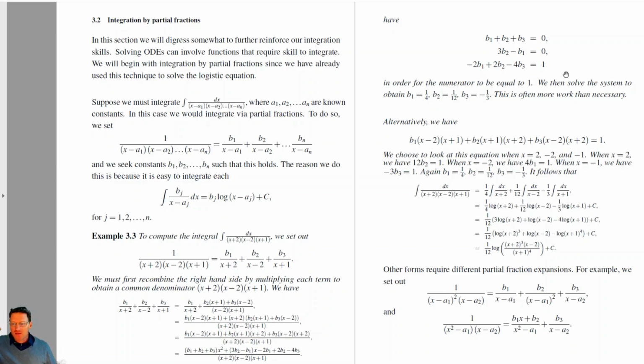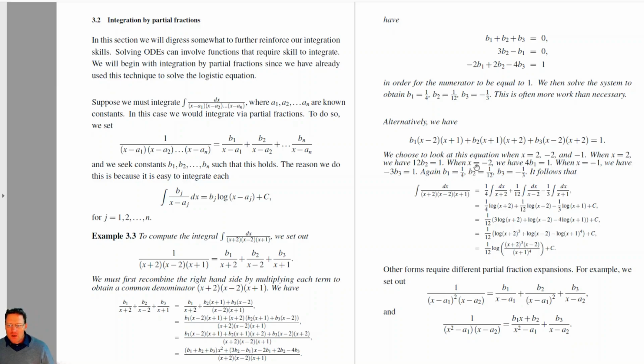But this part of it is often more work than necessary. So there's an alternative approach which is computationally a bit easier, which goes like this. So here's our numerator of this fraction back here that we want to be equal to 1. Now, if we just sub in something that makes each of these terms 0, then we have a shortcut to finding those three constants, b1, b2, b3.